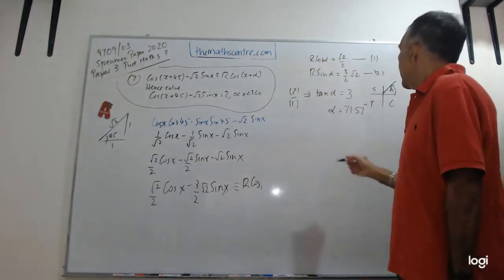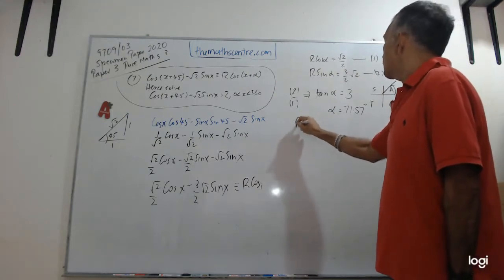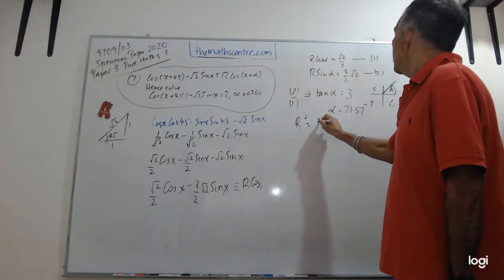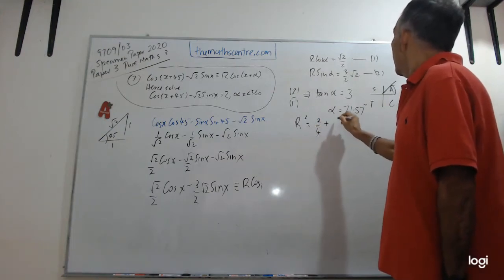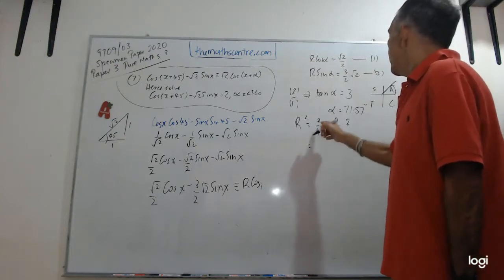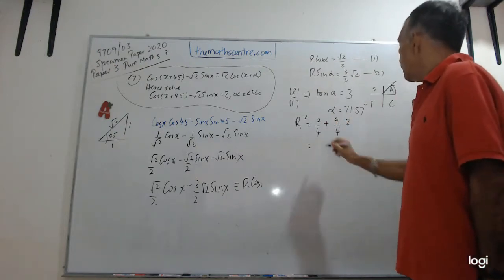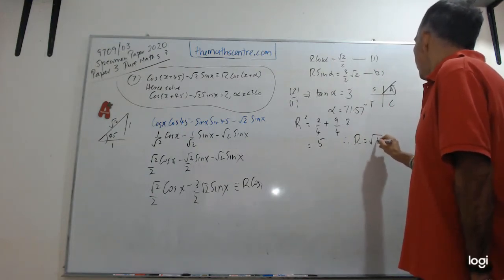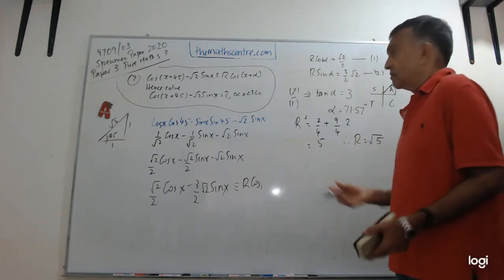And R, we need R as well. What is R? R squared will be what? R squared will be 2 over 4 plus 9 over 4 times 2, which will be 2 plus 18, 20 over 4, which will be 5. Therefore, R will be the square root of 5. And we are done.